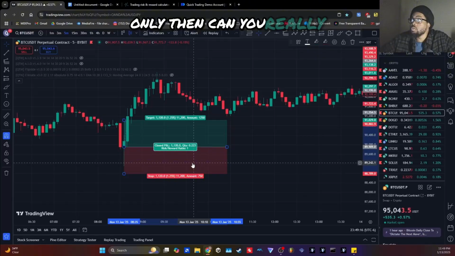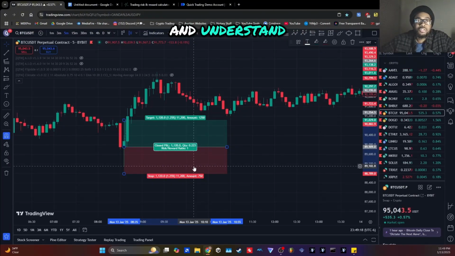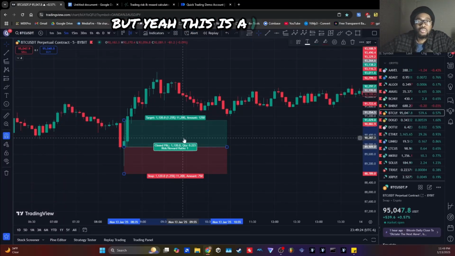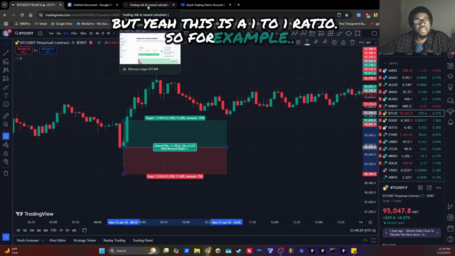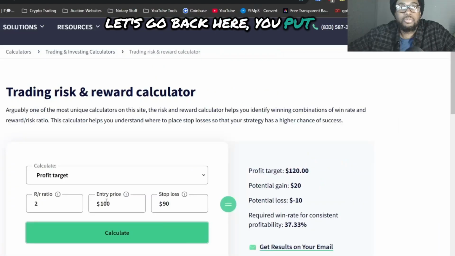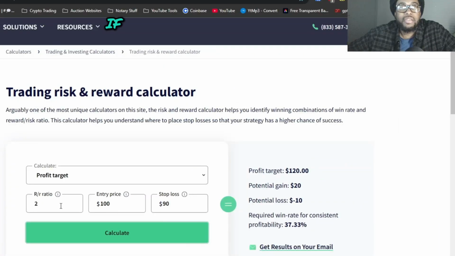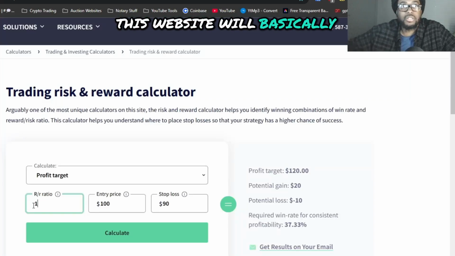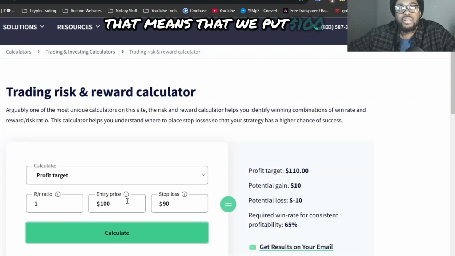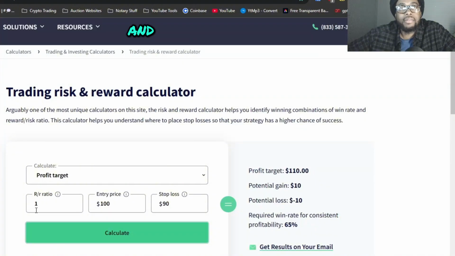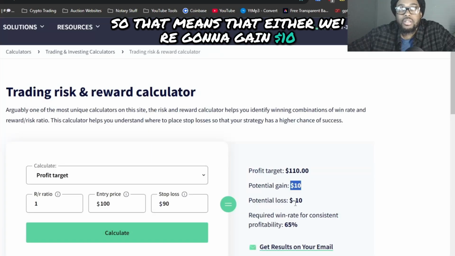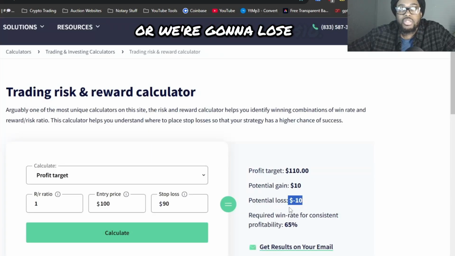Only then can you really become profitable and understand why you're not making any money, right? But yeah, this is a 1-to-1 ratio. So for example, let's go back here. You put $100 on here. If we do a 1-to-1 ratio, let's put that on here. This website will basically tell us. That means that we put $100 on the trade and we have a 1-to-1 R&R ratio. So that means that either we're gonna gain $10 or we're gonna lose $10.